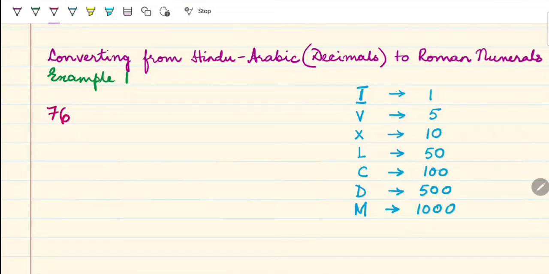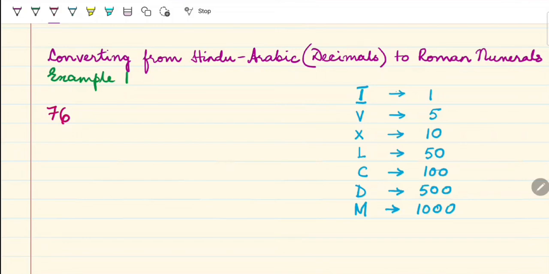Now, the first step in the conversion process from decimal to Roman numerals is to break up this number if we can and rewrite it in terms of the values in the Roman numerals. So the values in the Roman numerals are 1, 5, 10, 50, 100, 500, and 1000. So if we can rewrite 76 in terms of these values here, then what we can do later on is replace each of those values by their Roman symbols, Roman numerals.